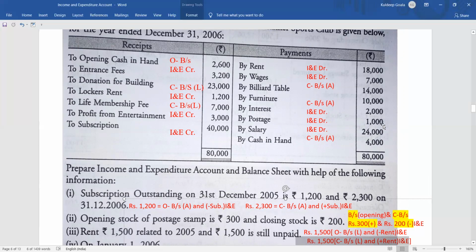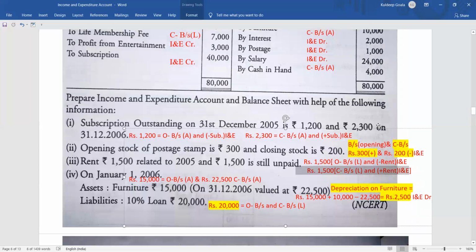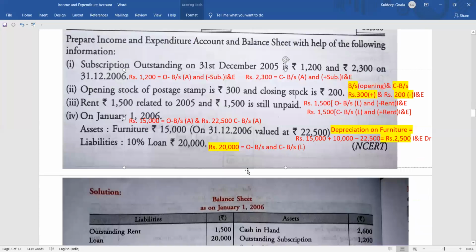Then coming to the next one, by postage. So there is an adjustment. We know how much? 1,000. So this is the purchase. What is the opening balance of postage stamps? 300. We'll start with this 300. And what is the closing? 200. So let's see how to do.